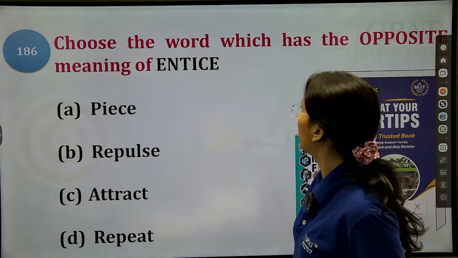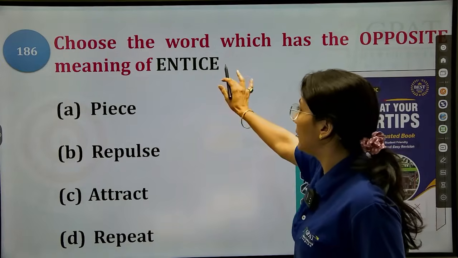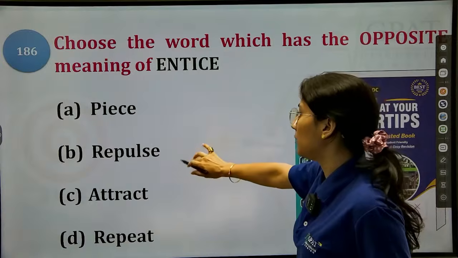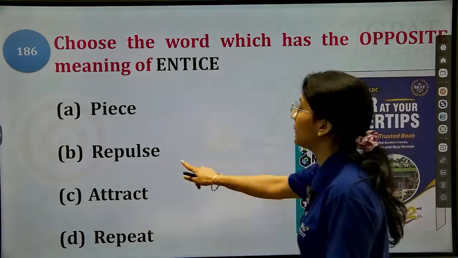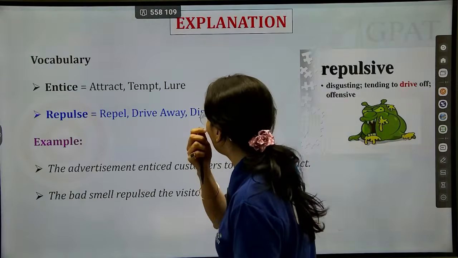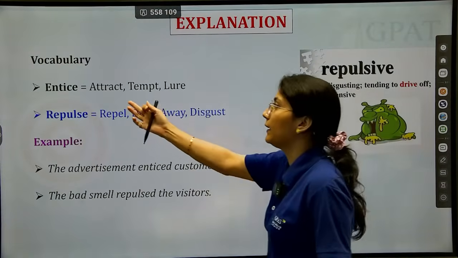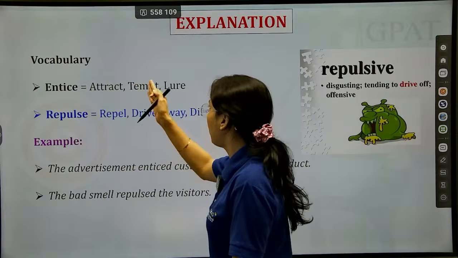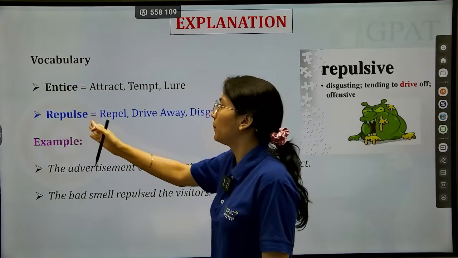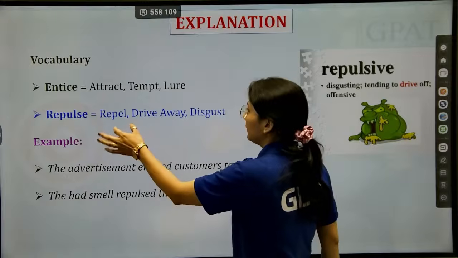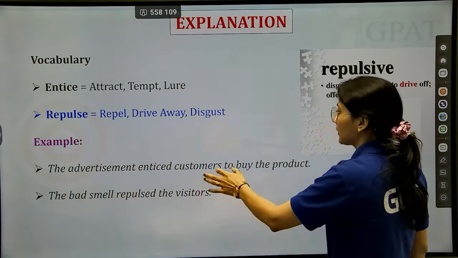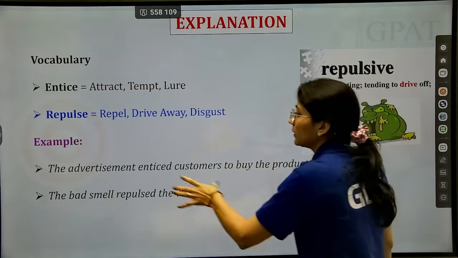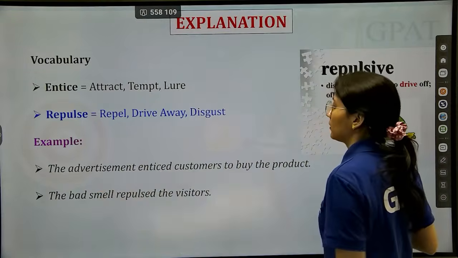So what is the opposite of entice? Peace, repulse, attract, repeat. So the correct answer is what? That is repulse, option number B. Entice means attract, tempt, lure, so repulse is the opposite, that is drive away, disgust. The advertisement enticed customers to buy the product. The bad smell repulsed the visitors.